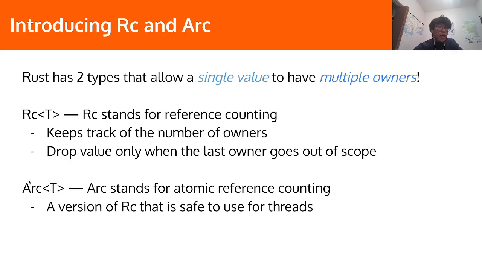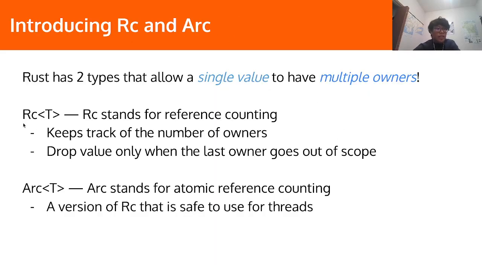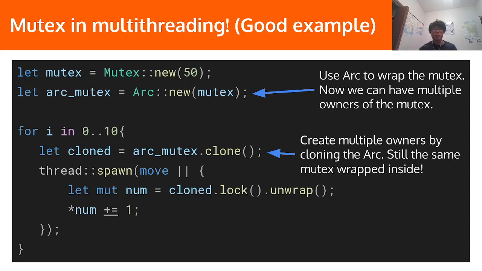The other kind is Arc, which is atomic reference counting. It does the exact same thing as Rc, except that it's a version that is safe to use for threads. Because in multi-threaded environments there are some problems with concurrency, and Arc is a type that is safe to use in threads. So how are we going to use Arc to help solve our mutex problem?